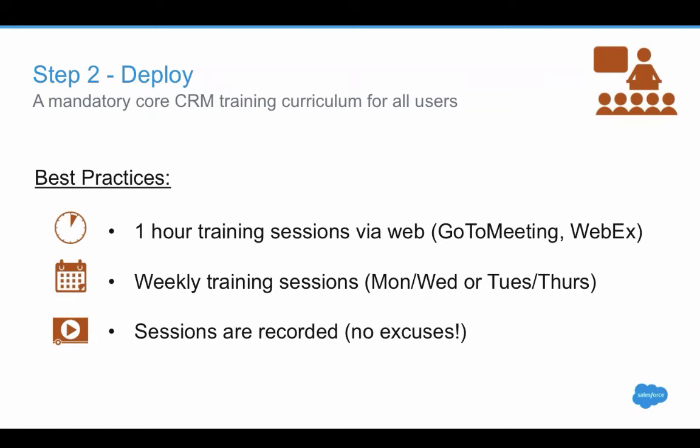Based on my experience, best practices that I recommend include the following. We do 1-hour training sessions via the web. The truth is, you can go to 2 hours if you wish, but trying to get 2 hours on the calendar of productive sales reps is most likely going to take a miracle, which is why I'm recommending 1 hour. Do it through the web, through a tool like GoToMeeting or WebEx.